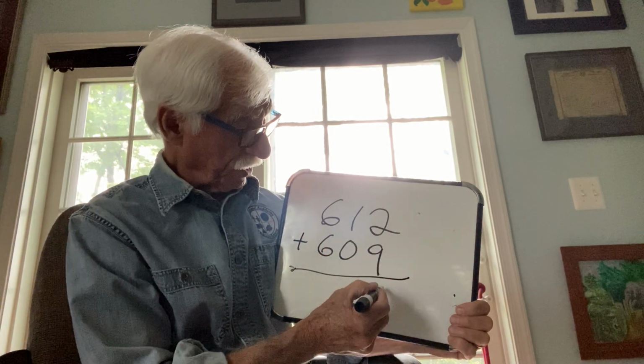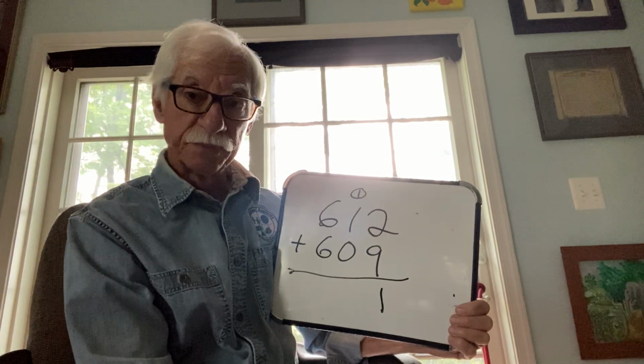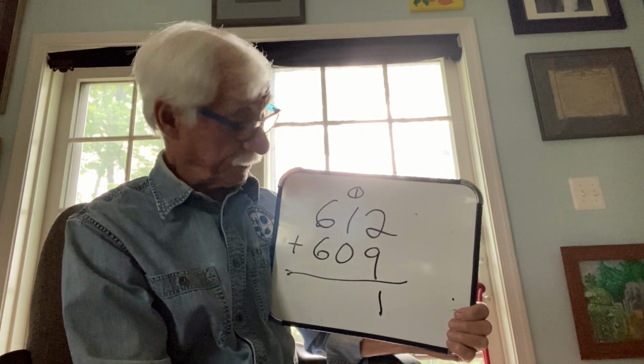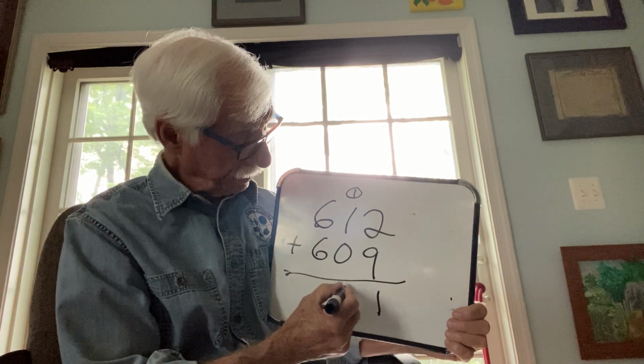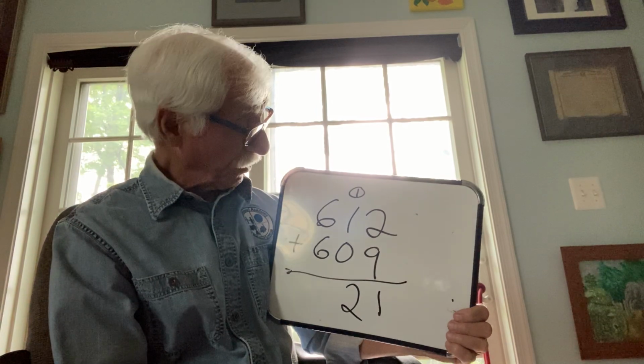2 units, 9 units, 11 units. That's 1 in the unit place. 1 ten, or 10 units gets exchanged for 1 ten. 1 and 1 is 2 tens. 6 and 6 is 12 hundreds.